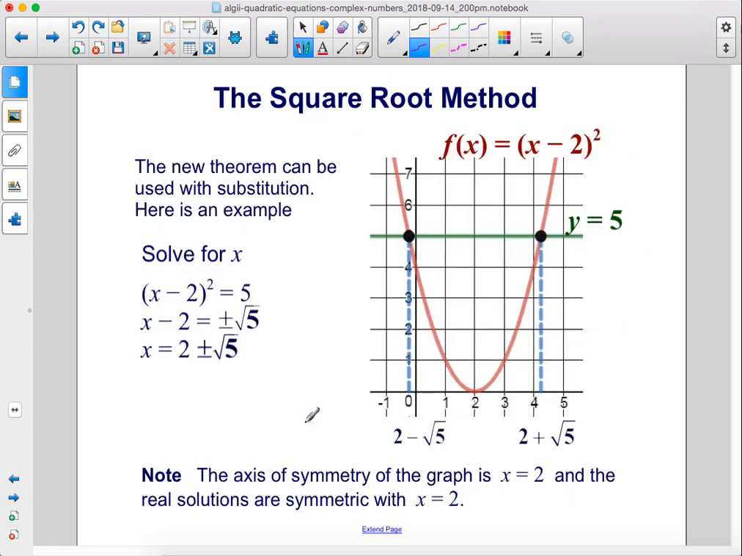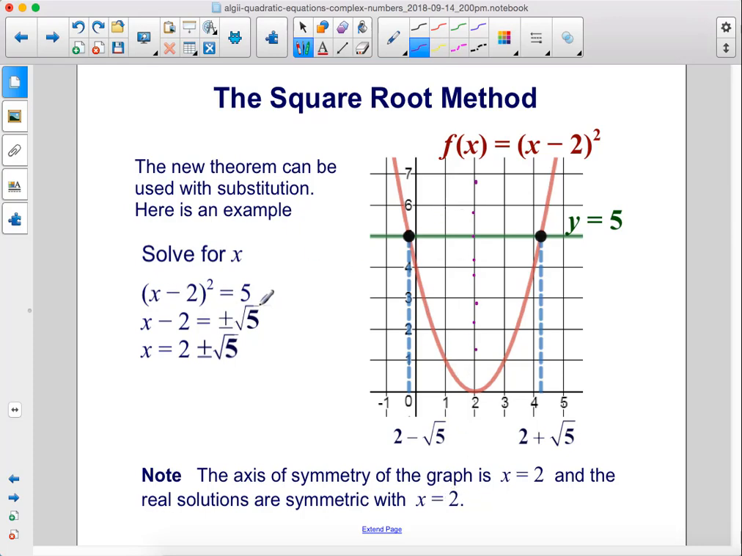The new theorem can be used with substitution. Here's an example. So here we have x minus 2 squared equals 5. The axis of symmetry of the graph is x equals 2. So it's no longer at the y-axis, now it's been moved over to the right 2. And the real solutions are symmetric with x equals 2.